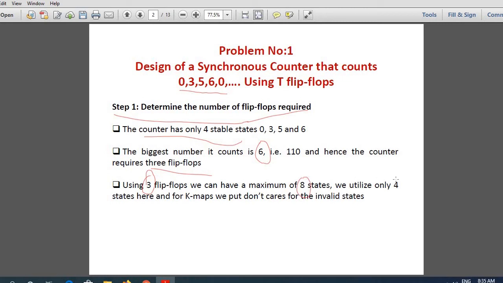But here we need only 4 states for the sequence. So the remaining 4 states will remain as invalid states. And for K-maps, we put don't cares for the invalid states. So the invalid states are 1, 2, then 3 is already there, 4 is invalid, 5, 6, and 7 is also invalid. So these are the invalid states and these are the valid states.